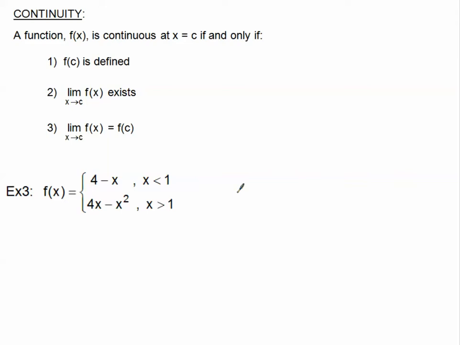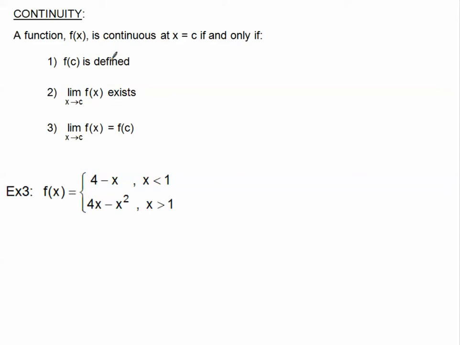Mathematically speaking, the definition for continuity: a function f of x is continuous at every domain point. In this case, I'll talk about the domain point c, if and only if these three things are satisfied, all three of them. So let's look at the first one. f of c is defined.